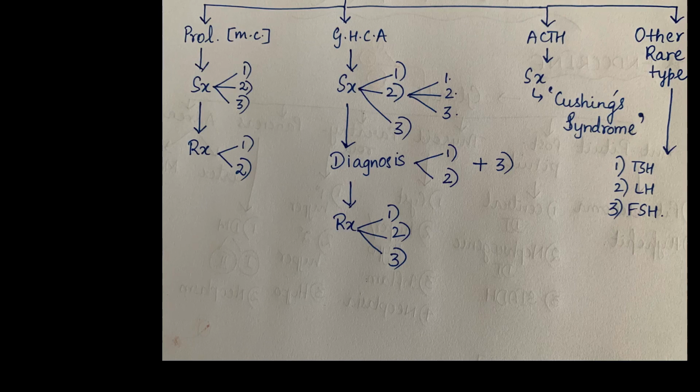ACTH cell adenomas secrete increased levels of ACTH, which eventually lead to Cushing syndrome. We shall discuss Cushing syndrome in another video. Other rare types of functional tumors are TSH cell, LH producing, and FSH producing adenomas.